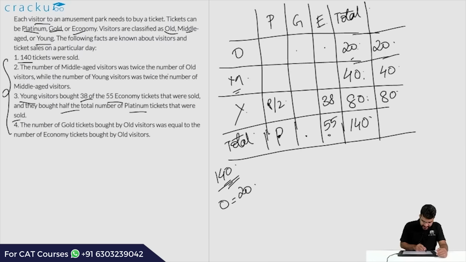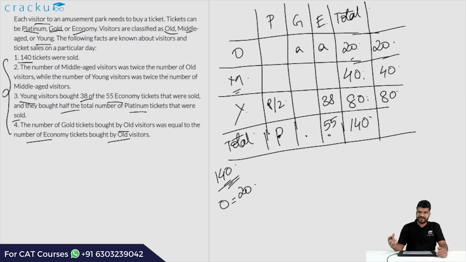The number of gold tickets bought by old visitors was equal to the number of economy tickets bought by old visitors. So let us assume that the number of gold tickets bought by old visitors is A and the number of economy tickets bought by old visitors will also be equal to A. So the information that is given is just this and we have filled out whatever we can from the table.